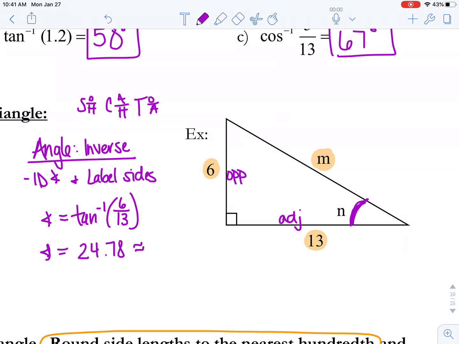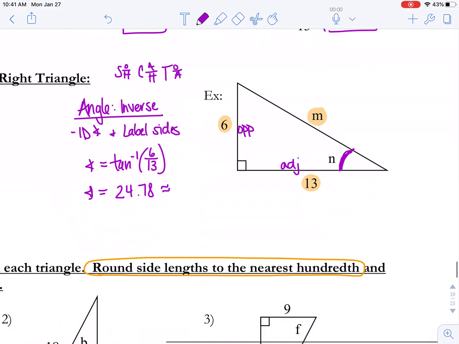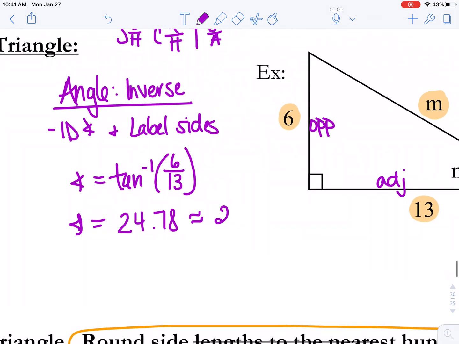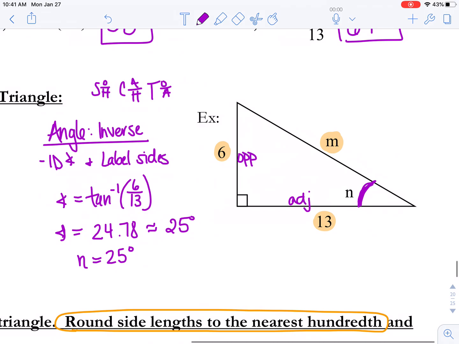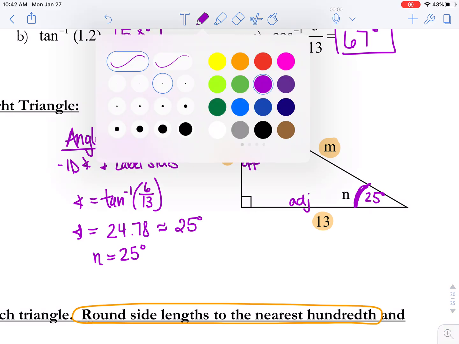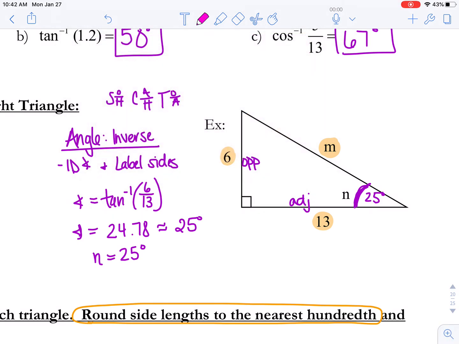And they want us to round, again, I'm looking down below, round the angle measures to the nearest degree. So this is going to be about 25 degrees. So N, I guess we'll do it this way, N is equal to 25 degrees. So I can put that in my diagram. And we solved for the angle again using inverse trig. Now they could have very well asked us for this angle as well. And I'll call this angle P.